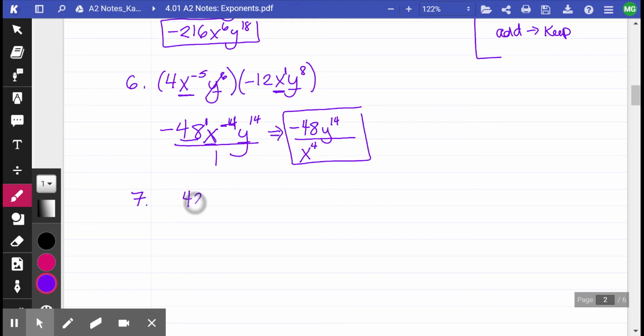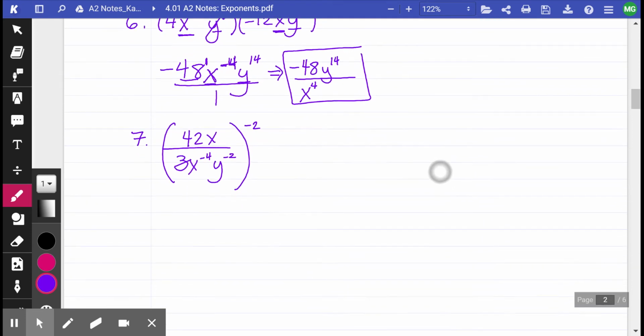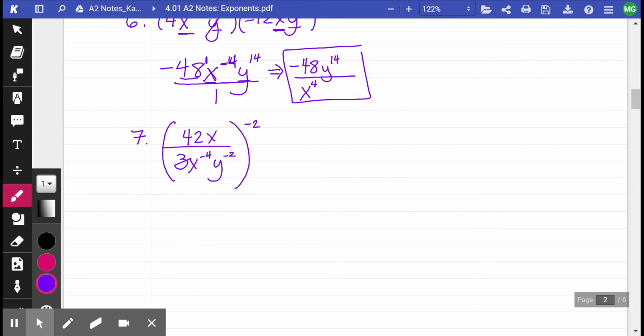Let's try another one. So 42x over 3x to the negative 4th, y to the negative 2nd, over negative 2. If you think you're ready to try this on your own, please pause the video and give it a try. All right, we've got a couple negatives here though. So again, there's a couple different ways that you could try this one.